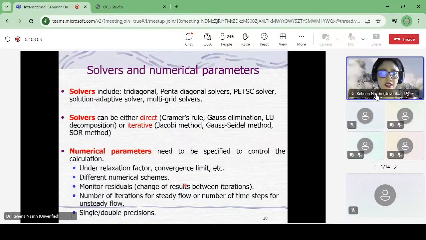For numerical parameters, such as under relaxation factor and convergence limit, we have to select different numerical schemes. We can also monitor the residual changes and the number of iterations needed to become steady, to get steady flow from the unsteady case. And single or double precision we can select.